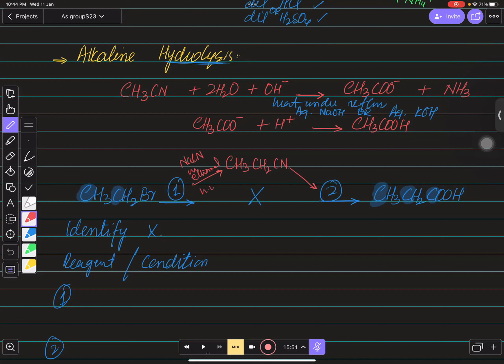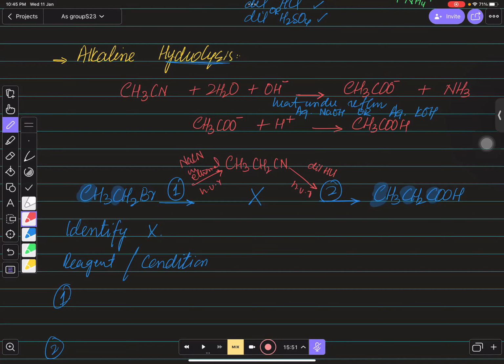So we need to heat under reflux, and over here when we need to convert this into carboxylic acid, we can use dilute hydrochloric acid and heat under reflux. Right, bacho? Is that right? Yes, sir. So this is the main thing that you need to understand.